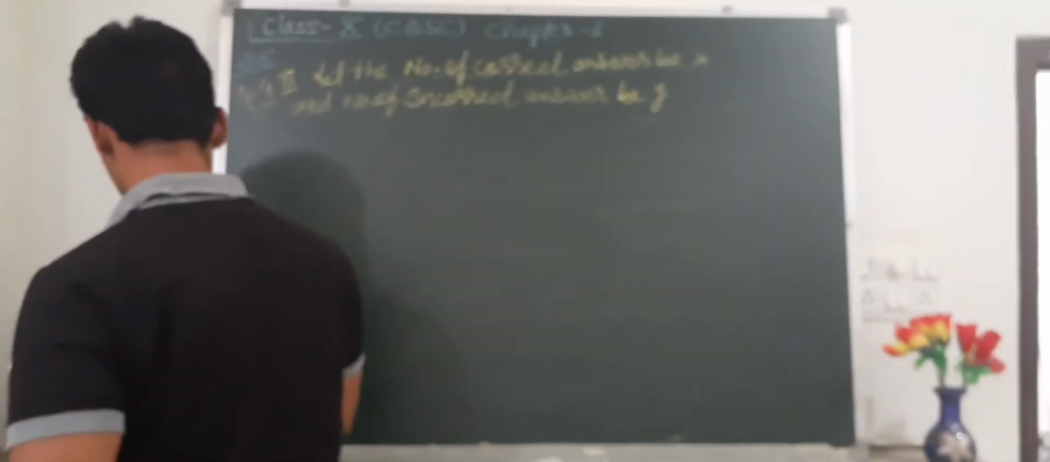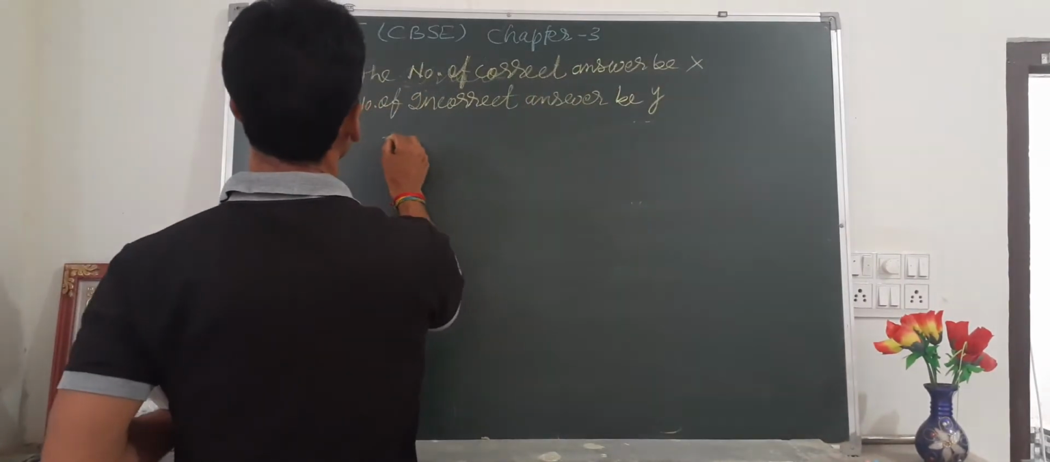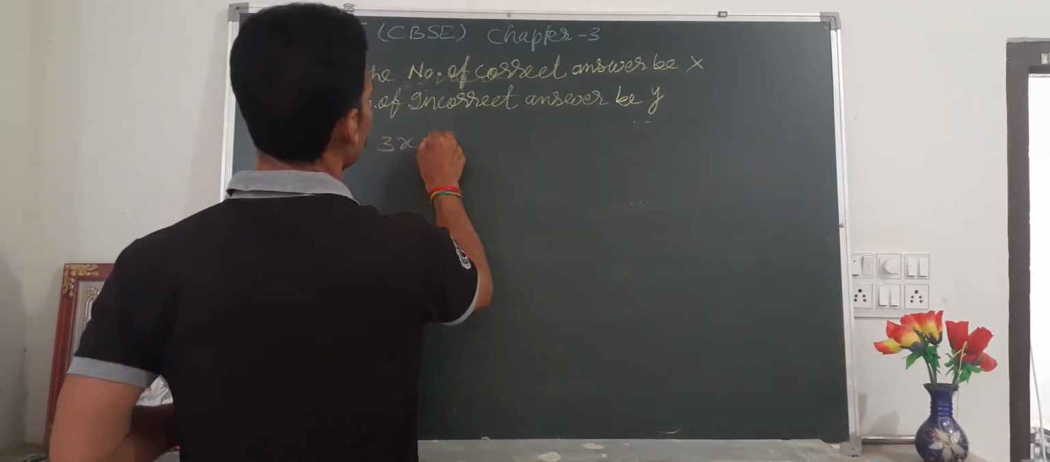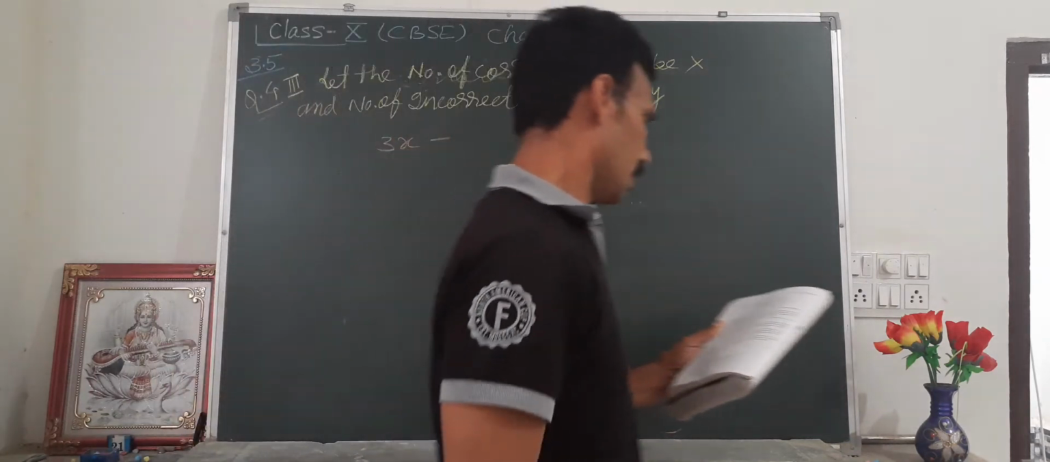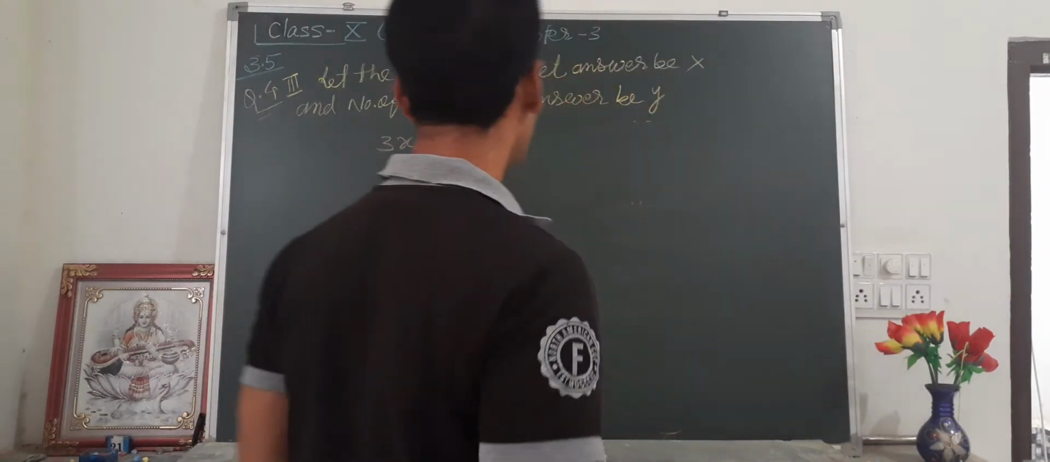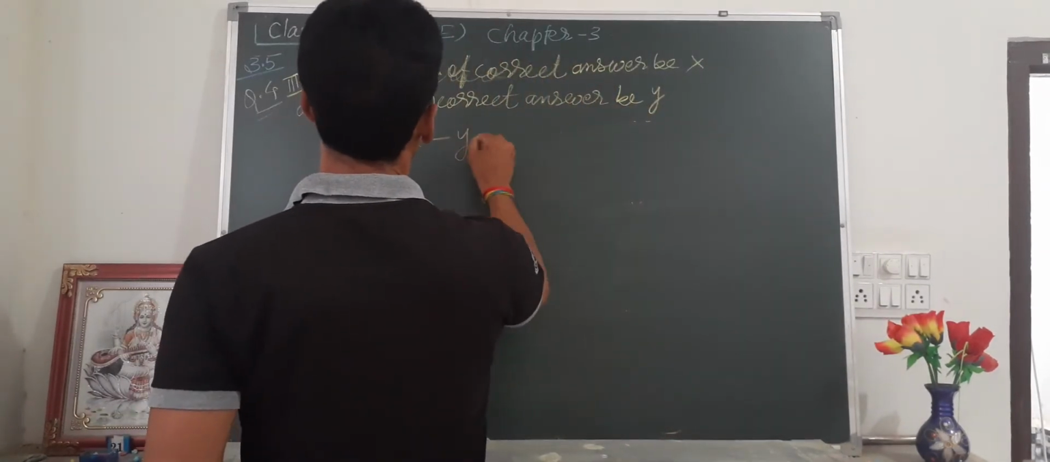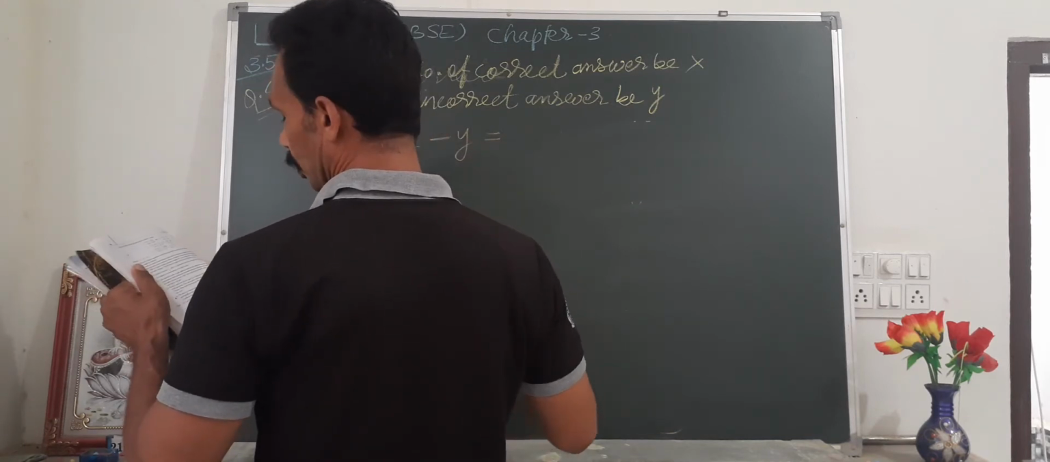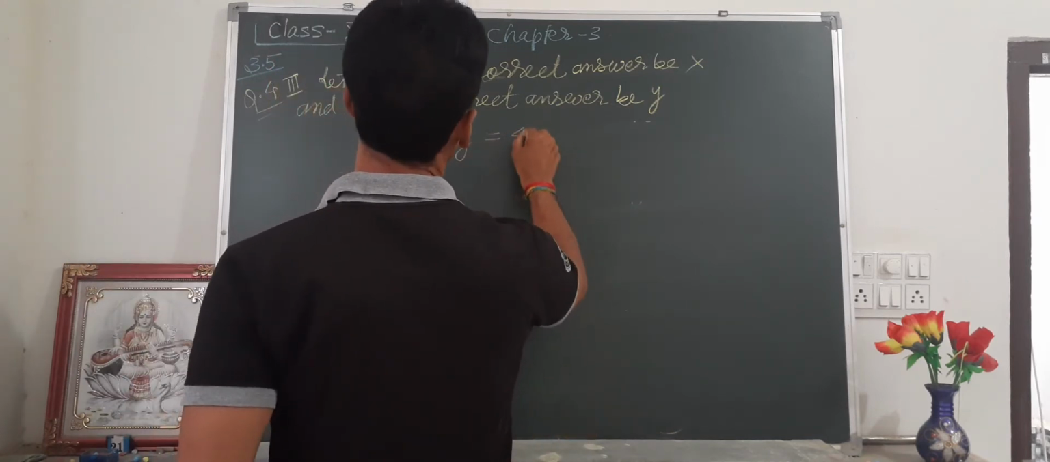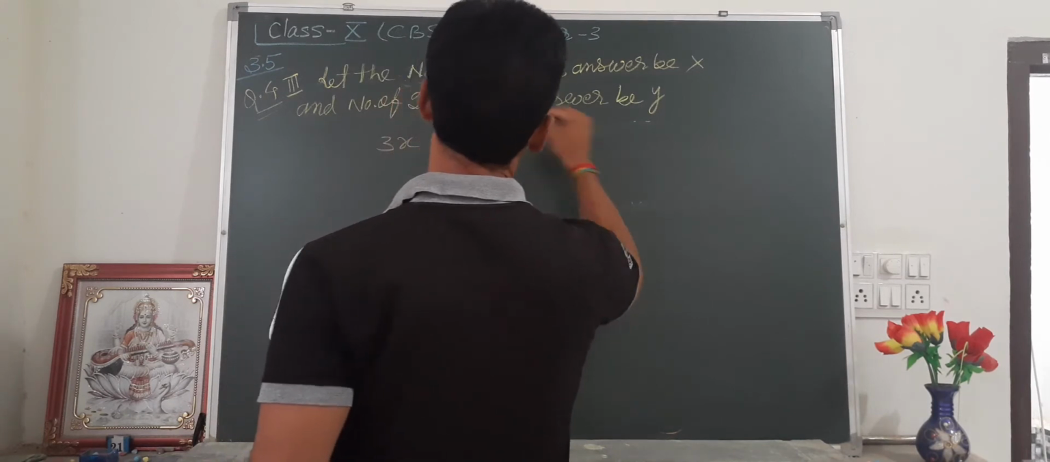So the right answers we have assumed as x, and 3 marks for each, so whatever the number is, multiply it by 3, 3 into x, and 1 mark loss for each wrong answer, so 3x minus y. The total score is 40 marks. This is the equation of the problem.